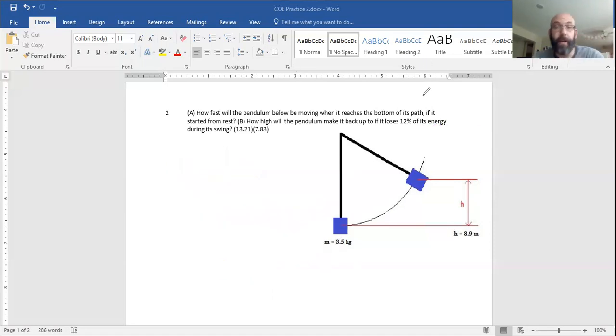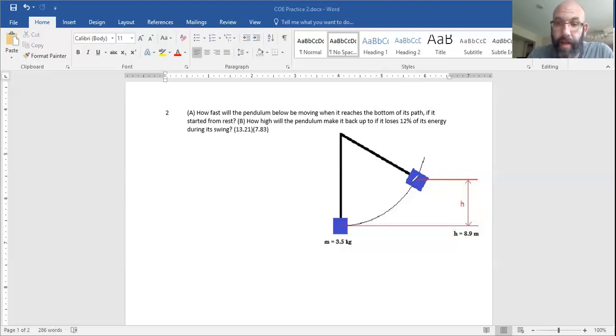All right, for part B, how high would the pendulum make it back up? We could make this a really complicated problem. We could find the energy before, solve for it, and then get rid of 12% of it. That's a really convoluted way of doing the problem. There's a much easier way. We have to use concepts here. Let's think this through.